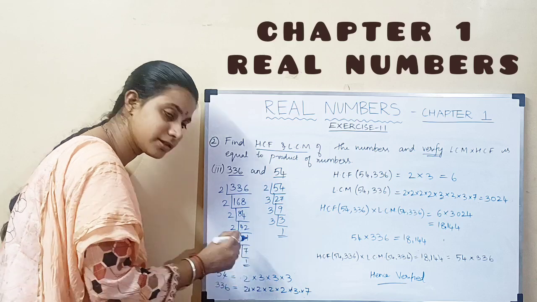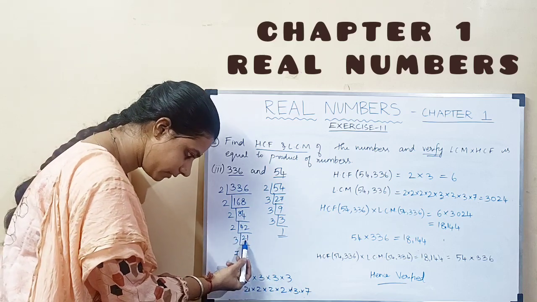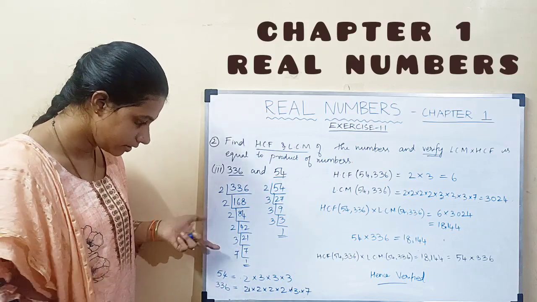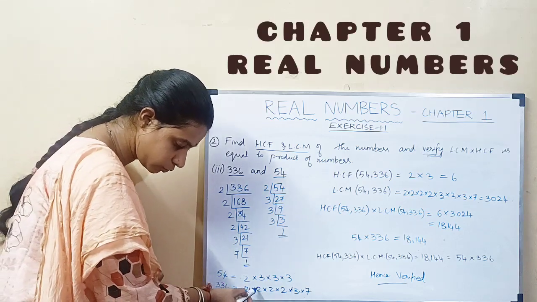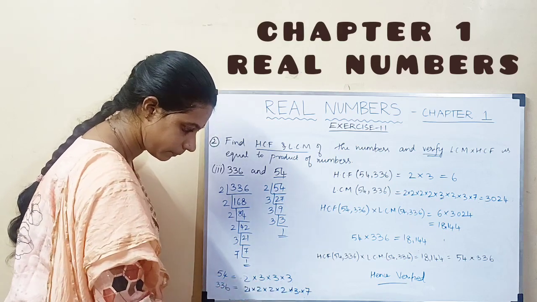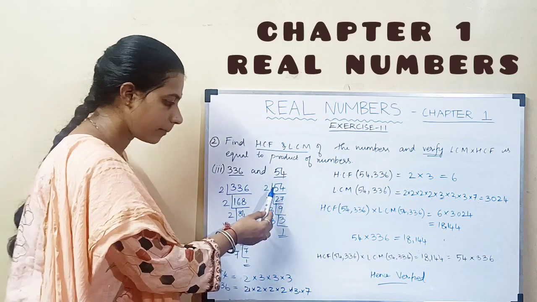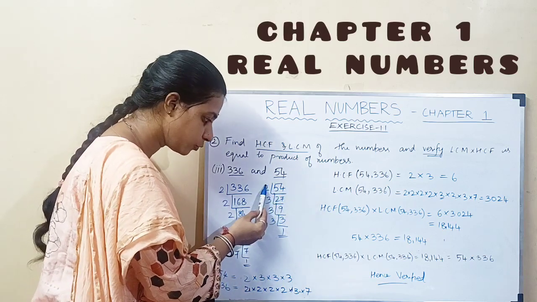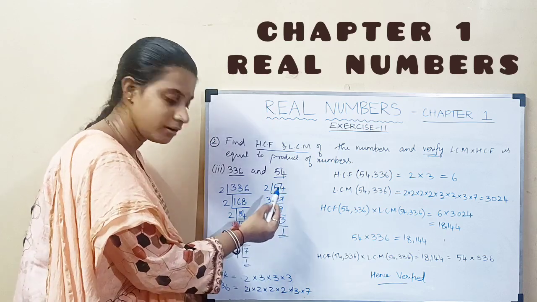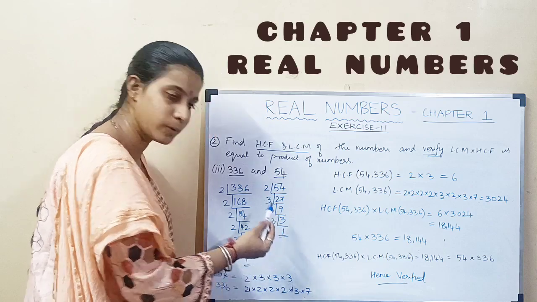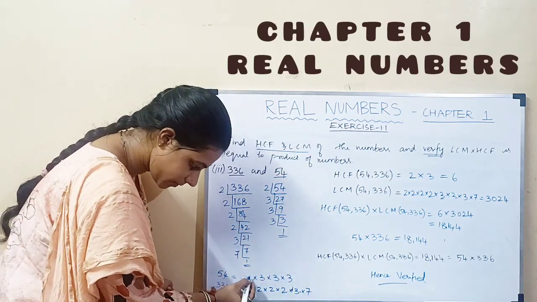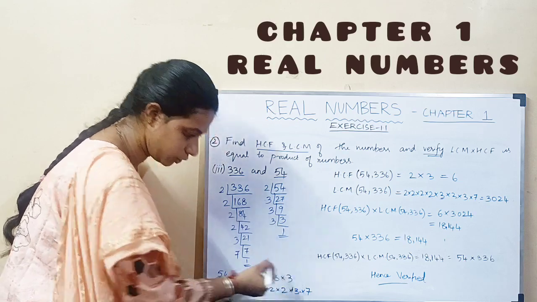Coming to 21, it is 3 into 7. So 3 into 7, 21. 7 into 1, 7. This is the prime factorization of 336. So we write 336 as 2 into 2 into 2 into 2 into 3 into 7. Now coming to 54, it is an even number. So 2 into 27, 54. 3 into 9, 27, and 3 into 3, 9. 3 is a prime number, so 3 into 1, 3. Now writing 54 as a product of its primes: 2 into 3 into 3 into 3.